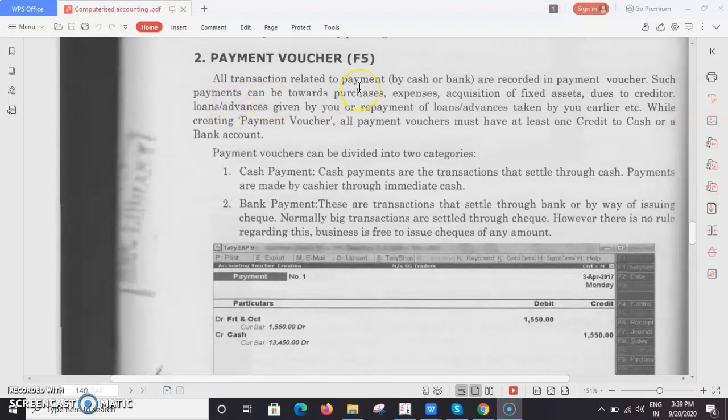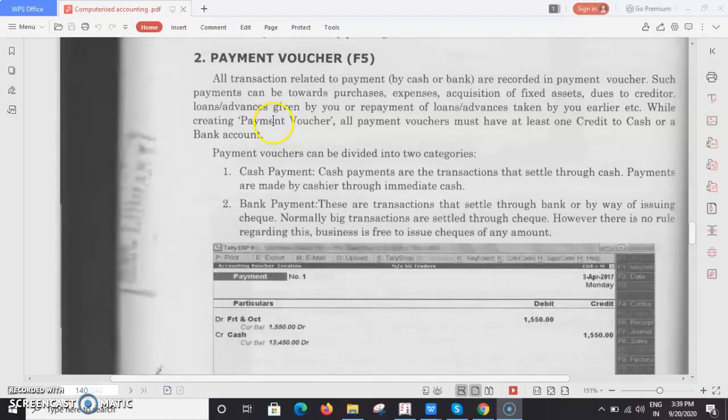So all transactions related to payment by cash or bank are recorded in payment voucher. Such payments can be towards purchases, expenses, acquisition of fixed assets, dues to creditors, loans, advances given by you, or repayment of loans and advances taken earlier, etc.